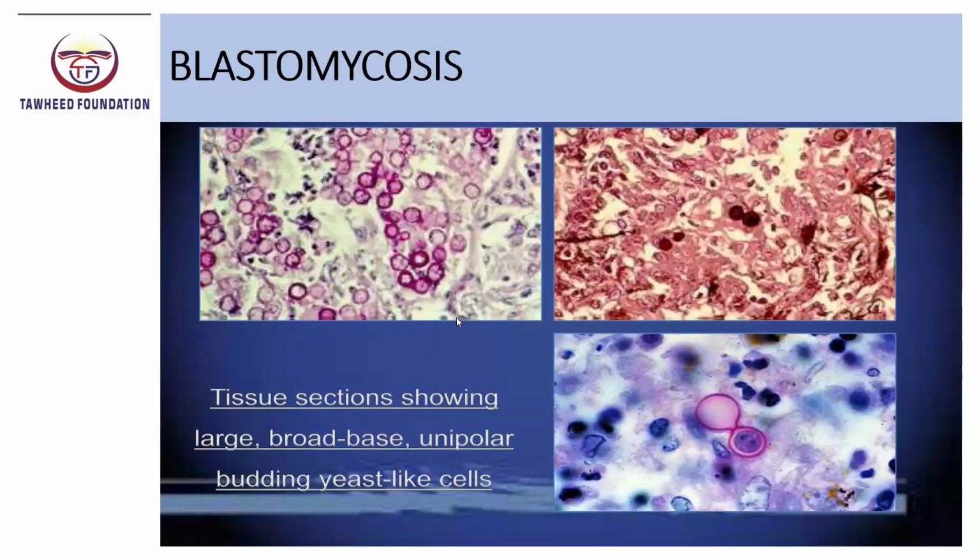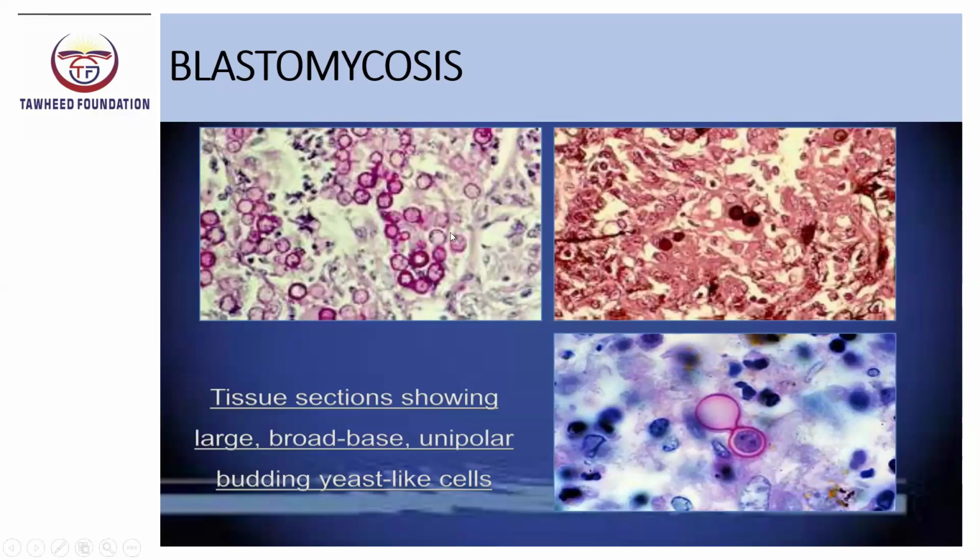Treatment and prevention of blastomycosis. Itraconazole is the drug of choice for most patients. Amphotericin B should be used to treat severe disease. Surgical excision can be helpful. There are no other means of prevention for blastomycosis.